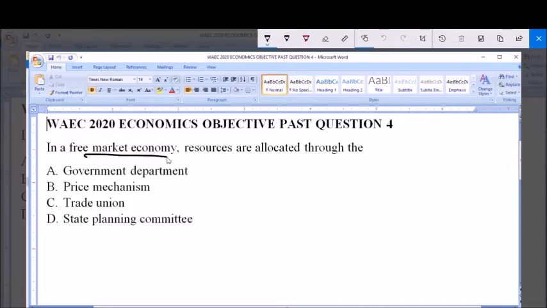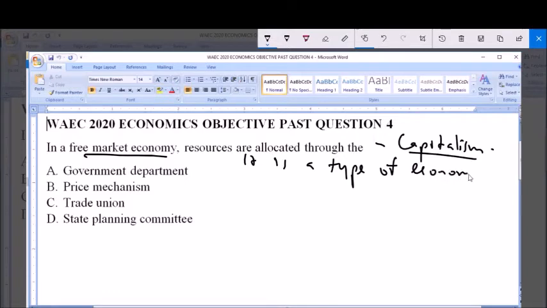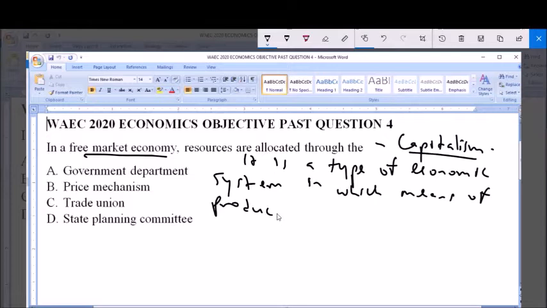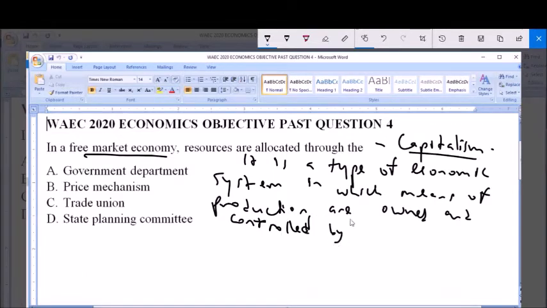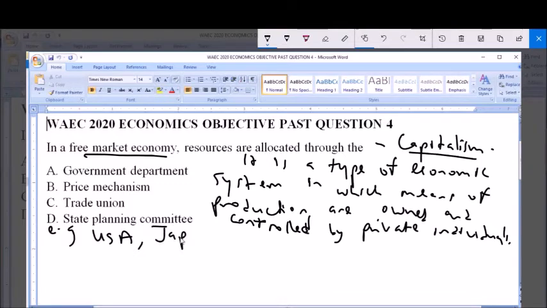So, a free market economy is also referred to as capitalism. And a free market economy, or capitalism, is a type of economic system in which the means of production are owned and controlled by private individuals. Now, examples of countries where you can find this free market economy or capitalism include USA, Japan, Italy, France, etc.